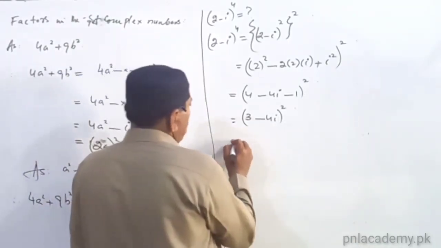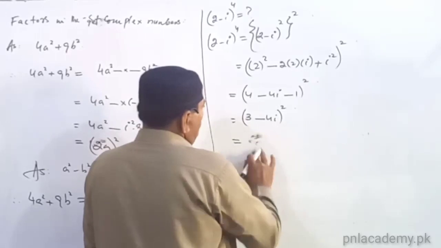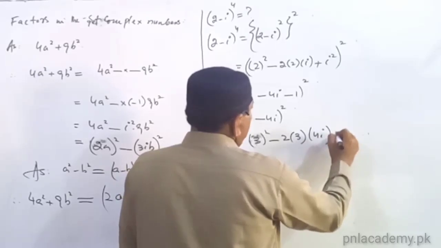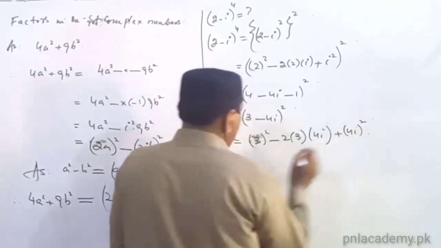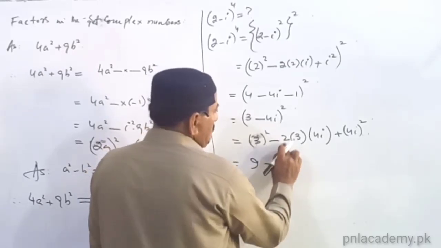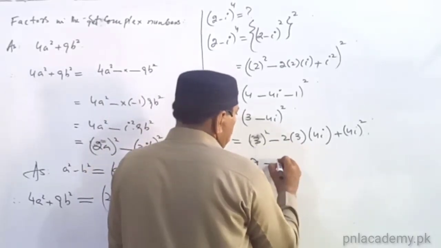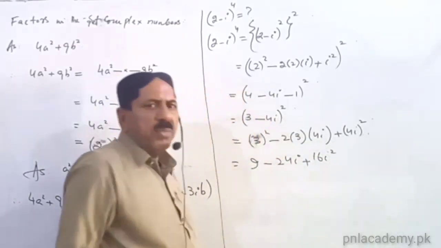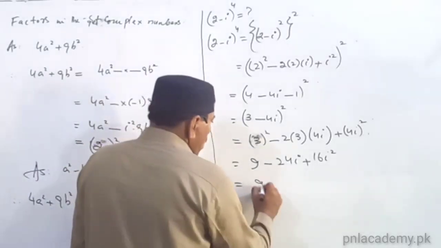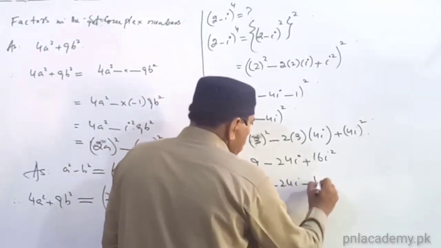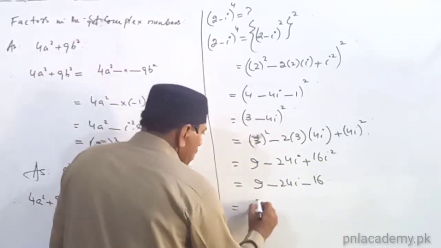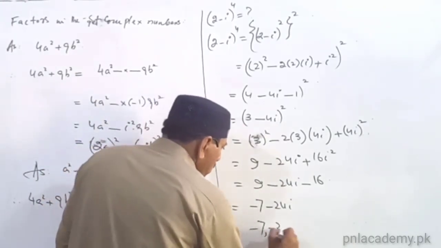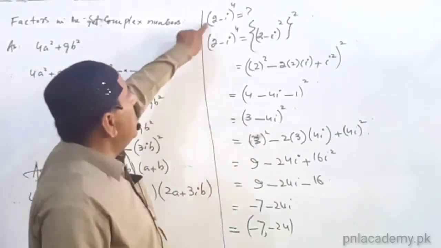Now this will be a^2, meaning 3^2, minus twice of 3 and 4ι, plus (4ι)^2. So 9 minus 2 times 3 is 6, 6 times 4 is 24ι, plus 16ι^2. The ι^2 plays the role of −1. So this will be 9 − 24ι − 16, which is −7 − 24ι. Therefore (−7, −24) is the answer of (2 − ι)^4.